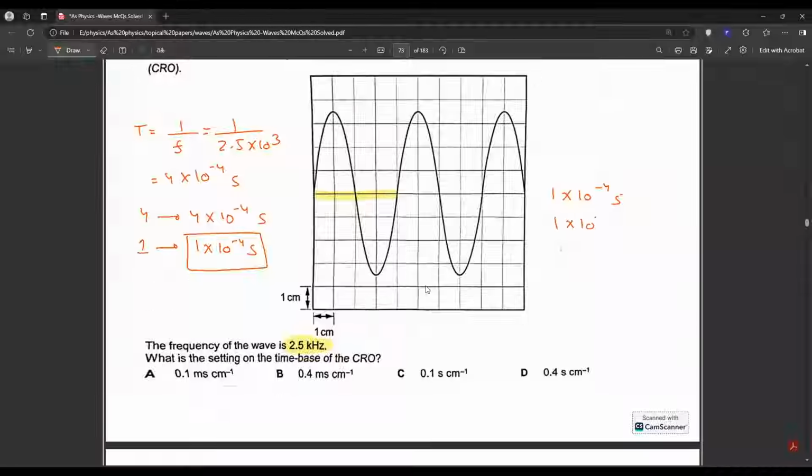1 into 10 raised to the power of minus 1 into 10 raised to the power of minus 3. Perfect. This becomes what? Milli. 1 into 10 raised to the power of minus 1 milliseconds. This 10 raised to the power of minus 3 has been replaced by milli, and here I have broken down 10 raised to the power of minus 4 into 2 powers.